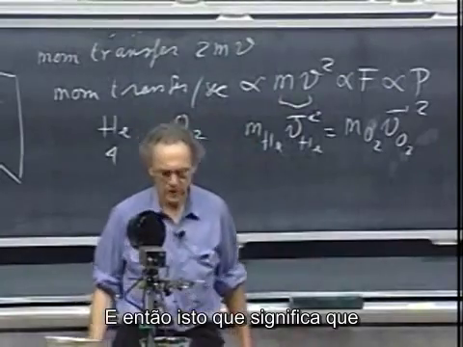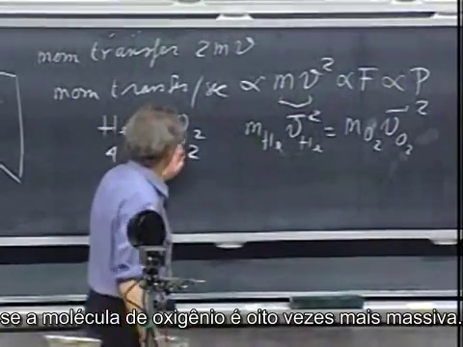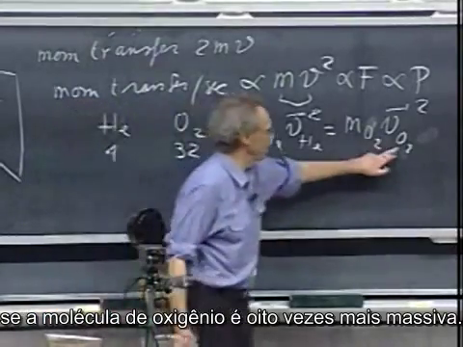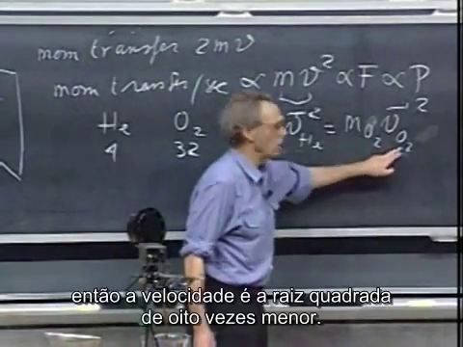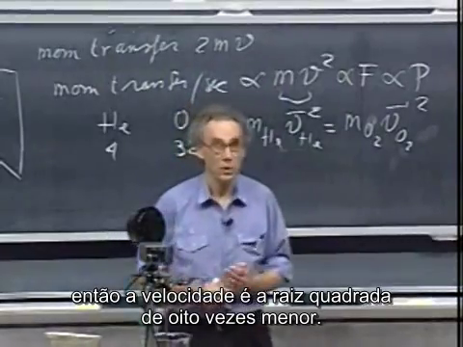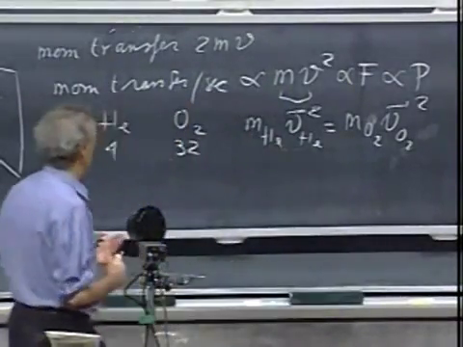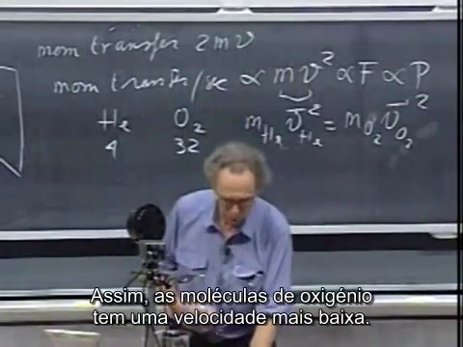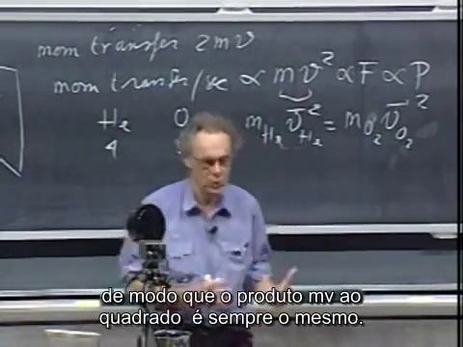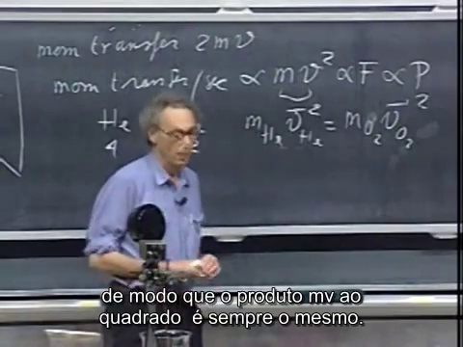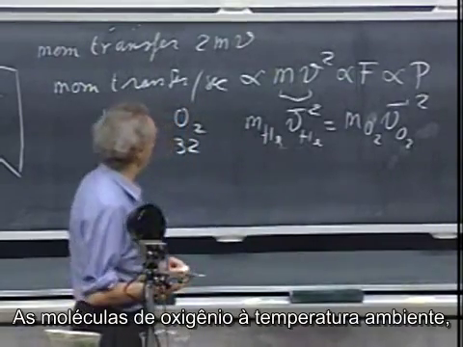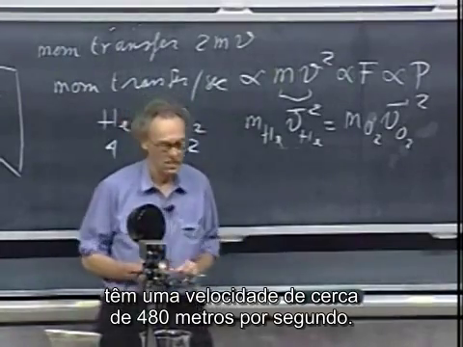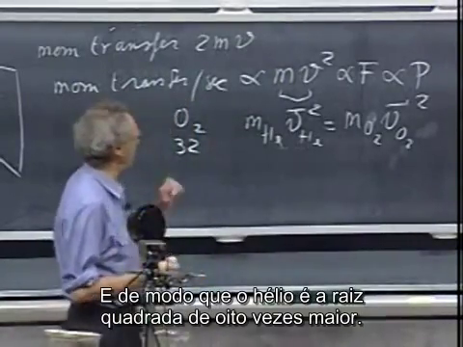And so what that means is that if the oxygen molecule is 8 times more massive, then the velocity is the square root of 8 times smaller, because the ratio 32 over 4 is 8. So the oxygen molecules have a lower speed, so that the product, mv squared, is always the same. Oxygen molecules at room temperatures have a speed of about 480 meters per second, and so the helium is the square root of 8 times higher.